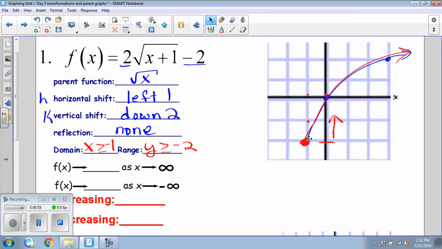Now, end behavior. So let's draw in our end behavior marks. End behavior, remember, is talking about your y values. So when I follow this, at the end, my y values continue to increase all the way to infinity. But if I'm coming down, my y values stop at -2. So f of x, as x approaches infinity, my y values also approach infinity. As x approaches -infinity, my y values approach -2.